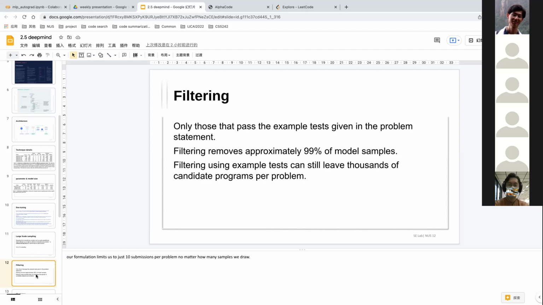So for passing the example test, the example test is the sample input. Yeah, the sample input in the description.